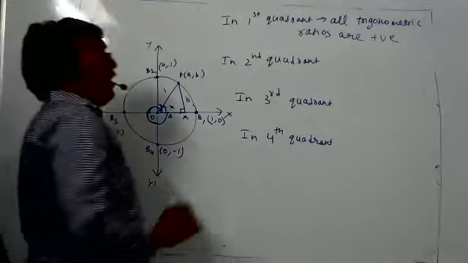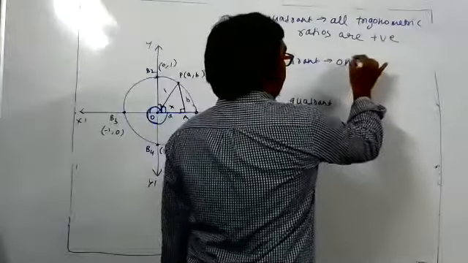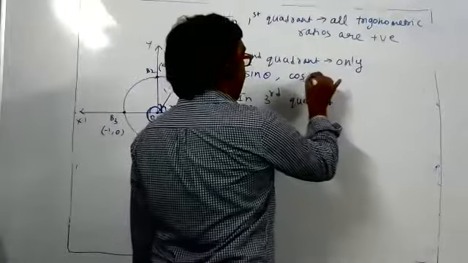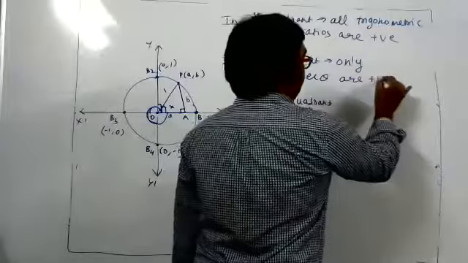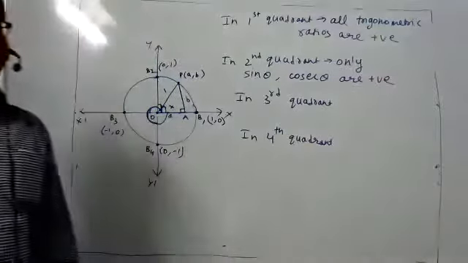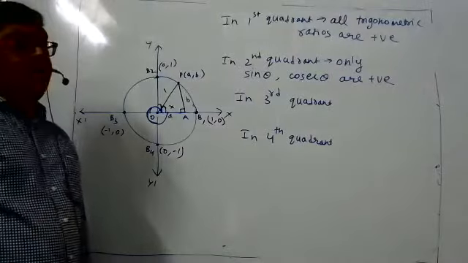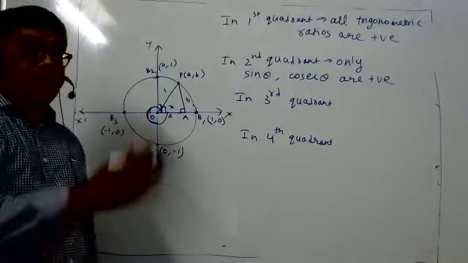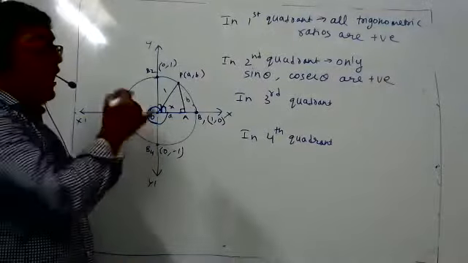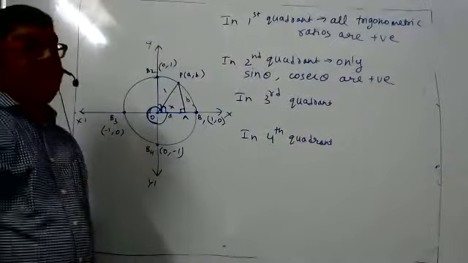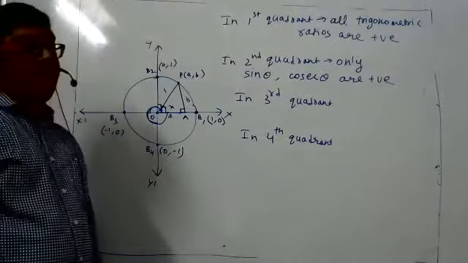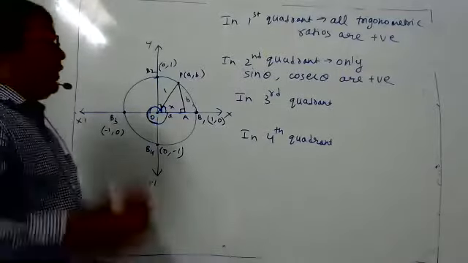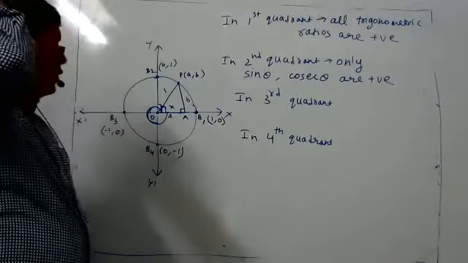In second quadrant, what happened? Only sine theta and cosecant theta are positive. Remaining are negative. I didn't write remaining are negative. It is understood. In second quadrant, if any angle lies, you know when an angle is said to lie in second quadrant, when the terminal side lie in second quadrant. When the angle lies in second quadrant, sine theta will be positive, cosecant theta will be positive, and other trigonometric ratio will be negative. Cos theta, tan theta, cot theta, secant theta, all negative.